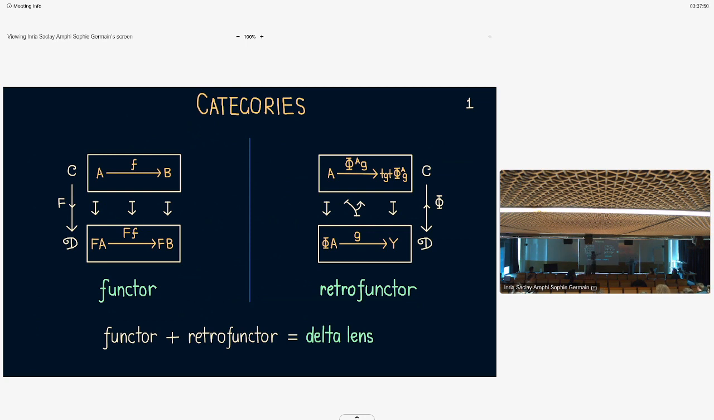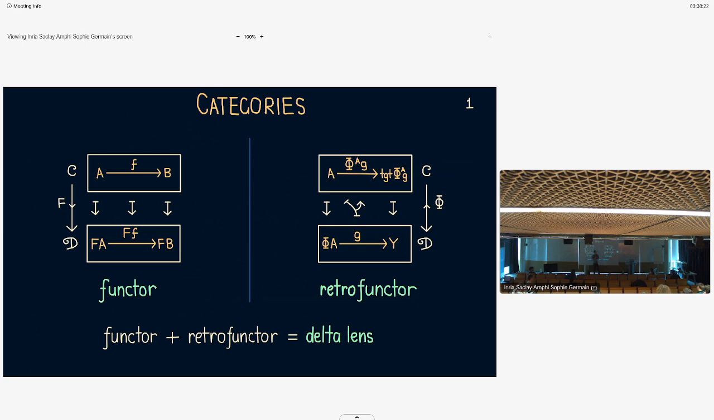But maybe this notion of retrofunctor may be a bit less familiar to people. So a retrofunctor phi from C to D, again, has an object map. So for objects in C, we can apply phi to get objects in D. But a retrofunctor, instead of also mapping morphisms in the same direction, involves a lifting of morphisms.